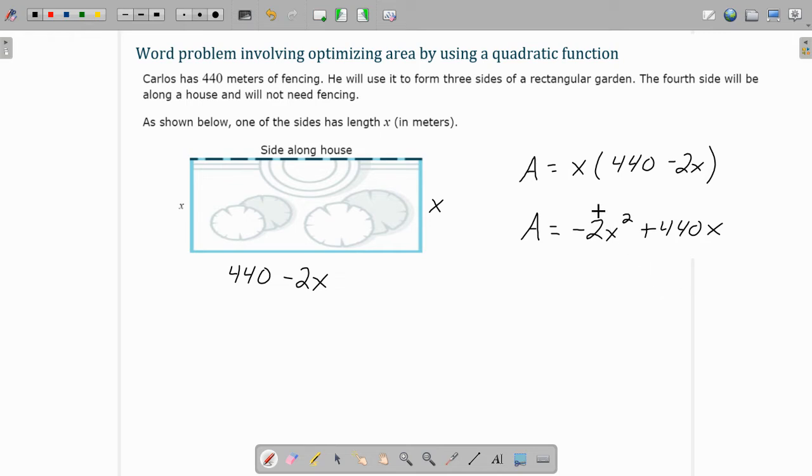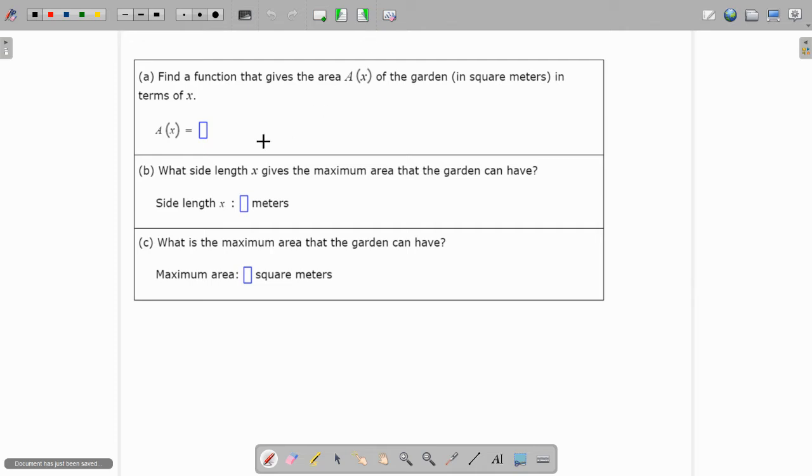Okay. So now I have my a and I have my b. All right. So ALEKS should take either of these. And that's the hardest part. So negative 2x squared plus 440x, or the unsimplified version. Okay, so for part B, I'm going to do part B over here.